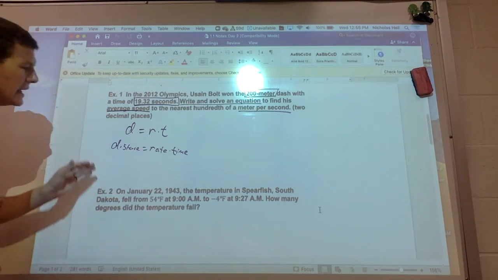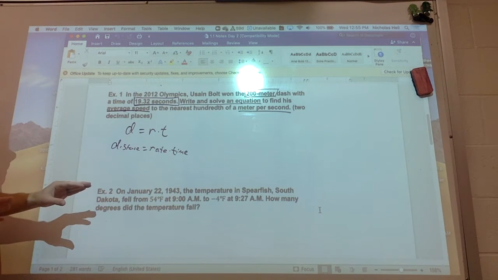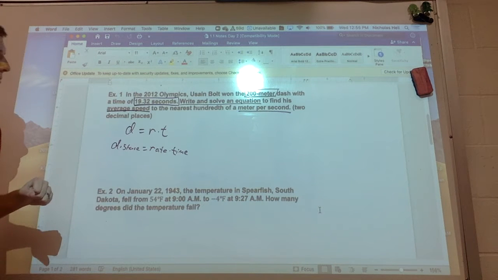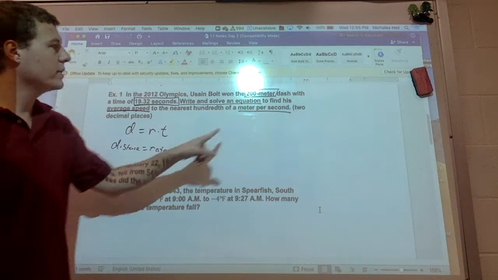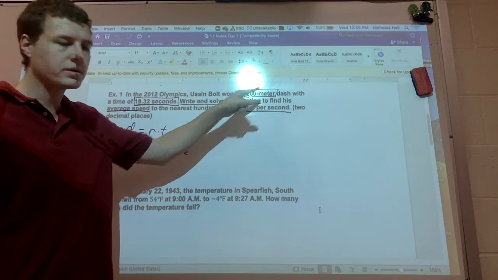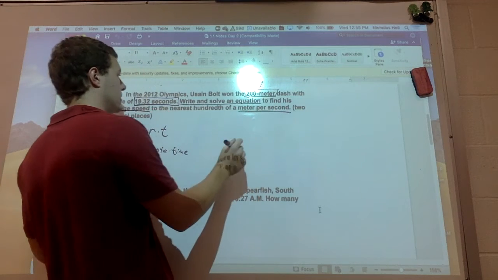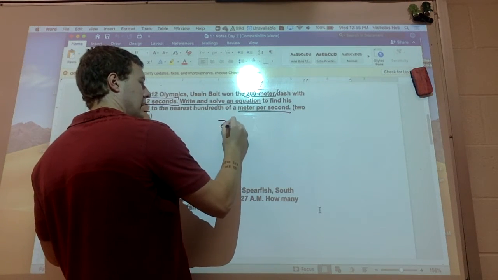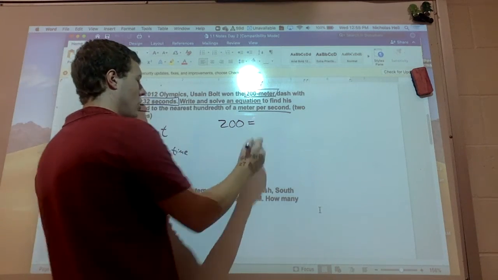So now back to the actual numbers that we have here. I want to fill in everything I can in my equation. So do I have a distance? Well, I do have, it was 200 meters, the 200-meter dash. So instead of distance, I'll label that as D for distance and substitute that into my equation. And I have my equal sign.